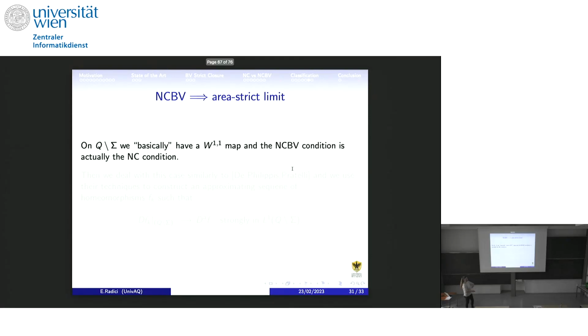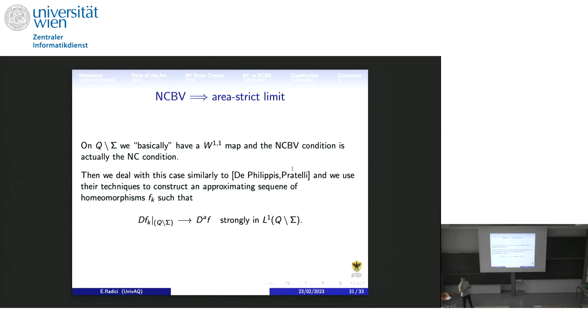And then what you can say, outside this set where all the singular part of the gradient is, outside you are almost a W11 map, okay? And so the NCBV condition is actually almost NC, okay? So you can construct the approximating sequence using exactly the result of De Philippis and Pratelli. Not exactly, but the ideas all come from their paper, okay? And you can do it strongly in L1 because they do it strongly in W11. So the derivatives are converging strongly to the absolutely continuous part there in L1.